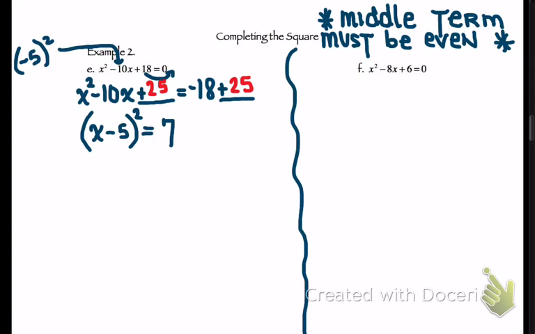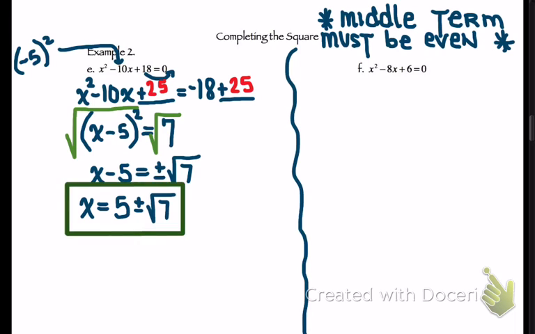This should look exactly like what we did yesterday. How do I solve for x? Well, from here, I'm going to take the square root of both sides. So when I take the square root of both sides, I get x minus 5 equals plus or minus the square root of 7. Solve for x, you get 5 plus or minus root 7. Remember, those are the exact answers. How would you get the decimal versions of those? Hopefully you remember that from yesterday.